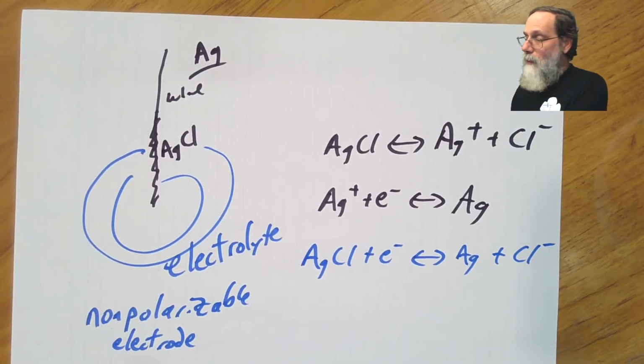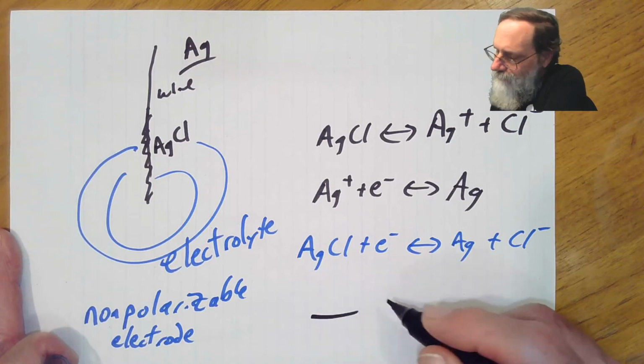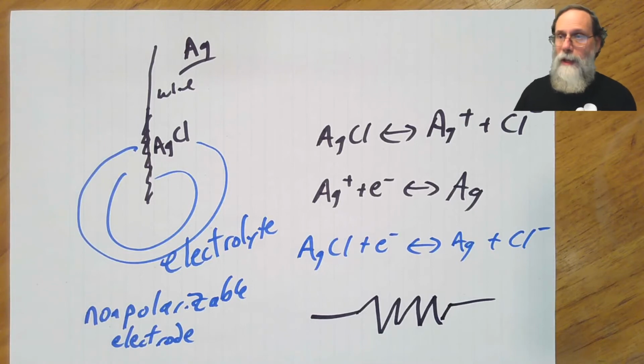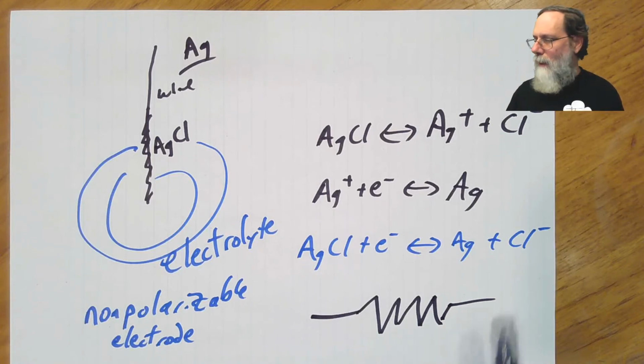So with this sort of non-polarizable electrode, you need to have a voltage between the electrolyte and the wire in order to drive this current, and you can model the whole thing to first approximation as a resistor. The resistance depends on things like the concentration of the electrolyte, the amount of silver chloride on the surface of the wire, the area of the wire, all sorts of constraints on how the thing behaves. But to first approximation, it's just a resistor.